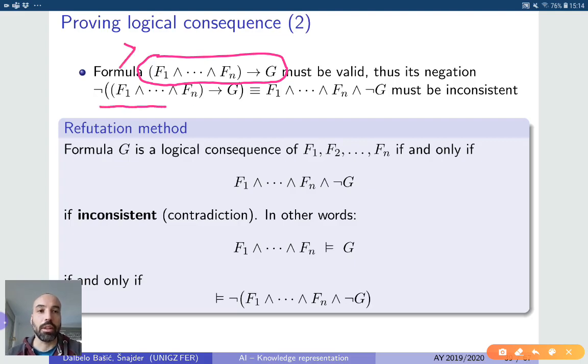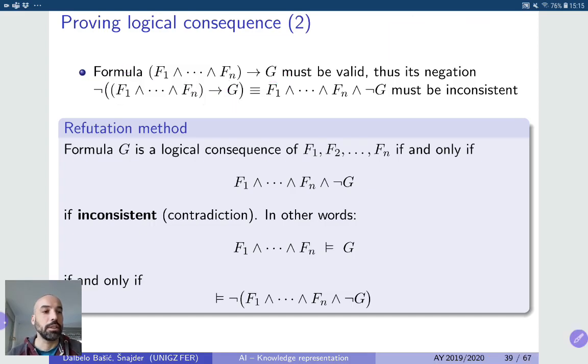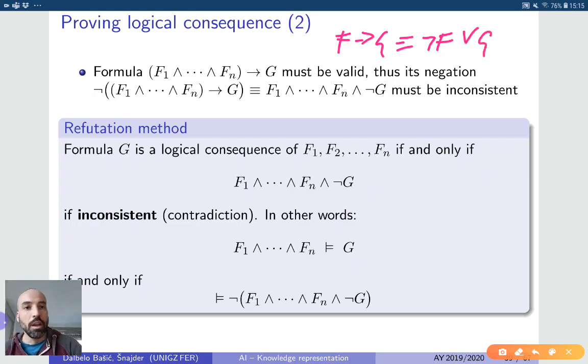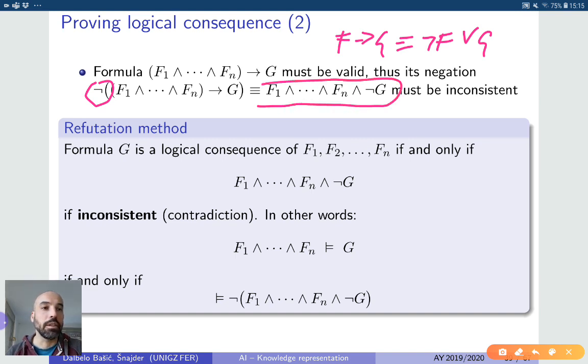And if you negate this formula and apply a set of equivalences, you would eliminate the implication by essentially using this rule. Sorry, let's do this again. F implies G is equivalent to not F or G, right? And then you would use De Morgan's law to push the negation closer to the variables. You'll end up with this, okay?